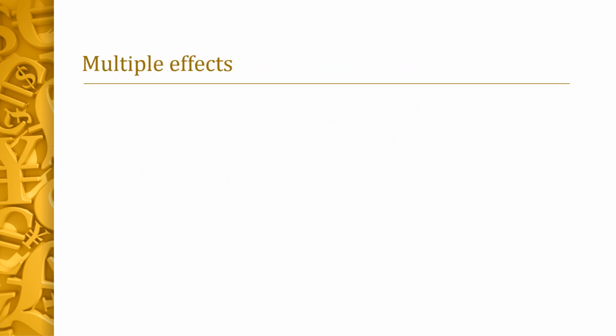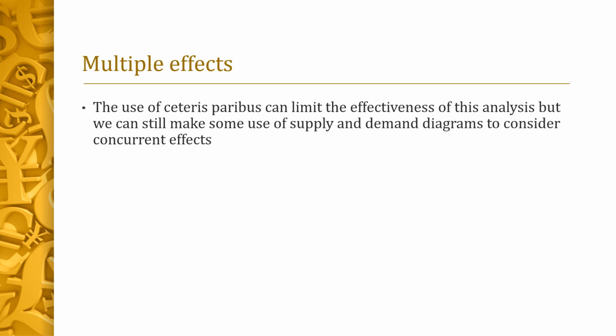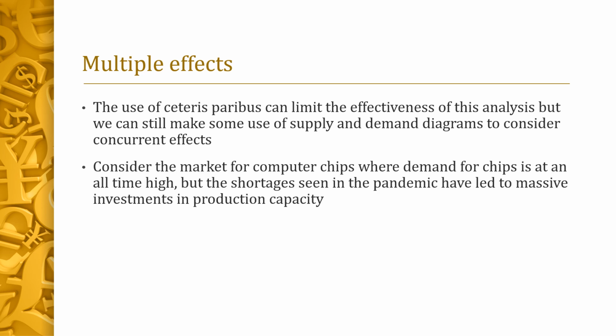The use of ceteris paribus can limit the effectiveness of this type of analysis because in reality, products are not often affected by simply one factor at a time. However, we can still make some use of supply and demand diagrams to consider concurrent effects. Let's look at the market for computer chips, where demand for chips is at an all-time high, but the shortages seen in the pandemic have led to massive investments in production capacity.